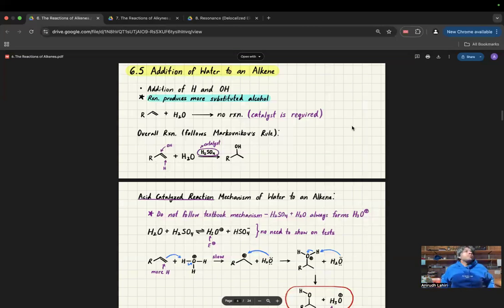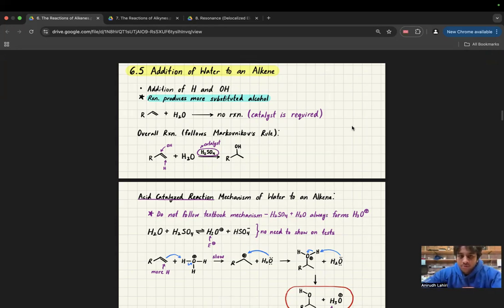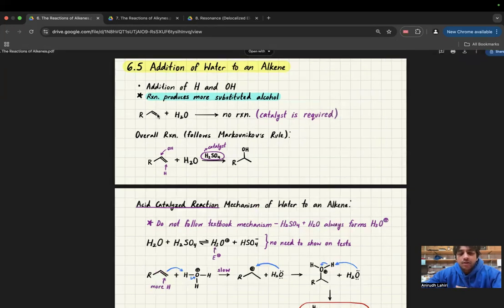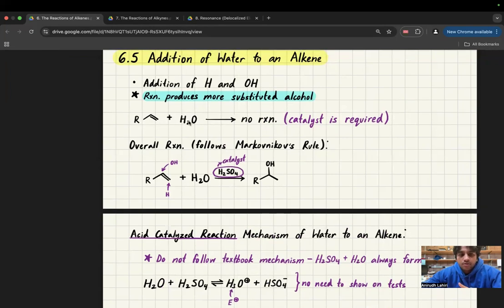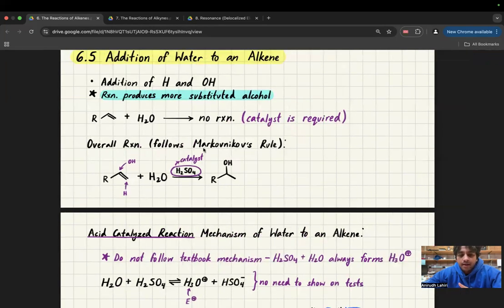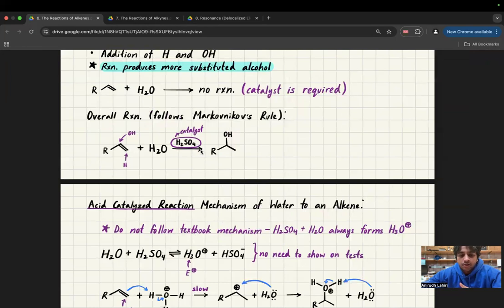Okay, so we talked about adding H and a halogen, Br in this case, across the double bond. So what are some other things that we can add across the double bond? We can actually add water across the double bond, H and OH, H2O, right? So you need a catalyst for this, okay? Because without a catalyst, this reaction doesn't happen. So we're going to be doing something called acid catalyzed addition of water across an alkene.